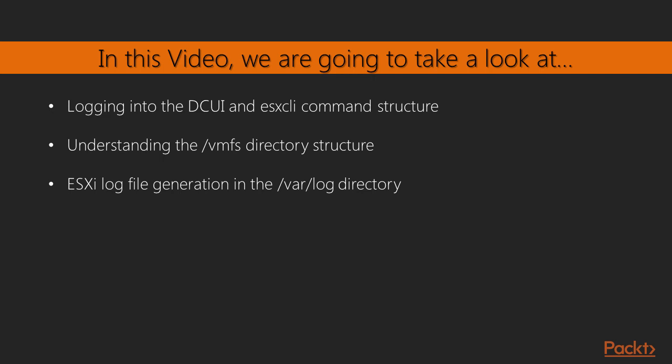So we will log into the ESXi direct console user interface. We'll take a look around very briefly there. We will look at the ESXCLI command structure. We will walk through some basic ESXCLI commands like esxcli network, esxcli software, esxcli system, and so on. We will also explore the VMFS directory, the /var/log directory and the sbin directory.